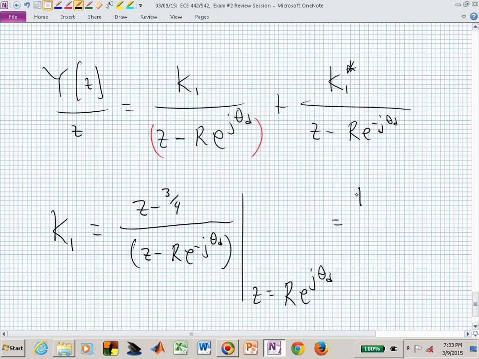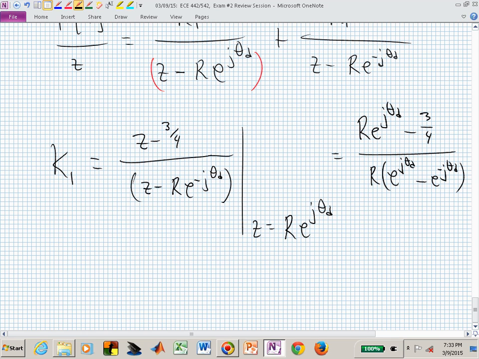Or we now have r e to the j theta sub d minus 3/4 over r e to the j theta sub d minus r e to the minus j theta sub d. And in general, that's some complex number.